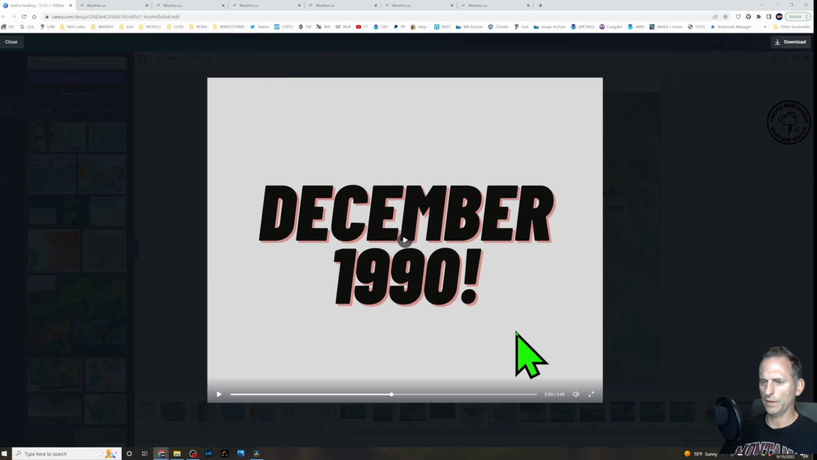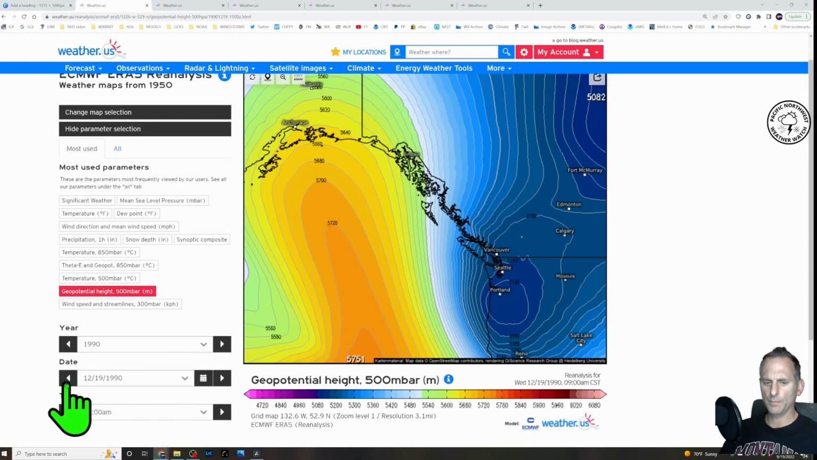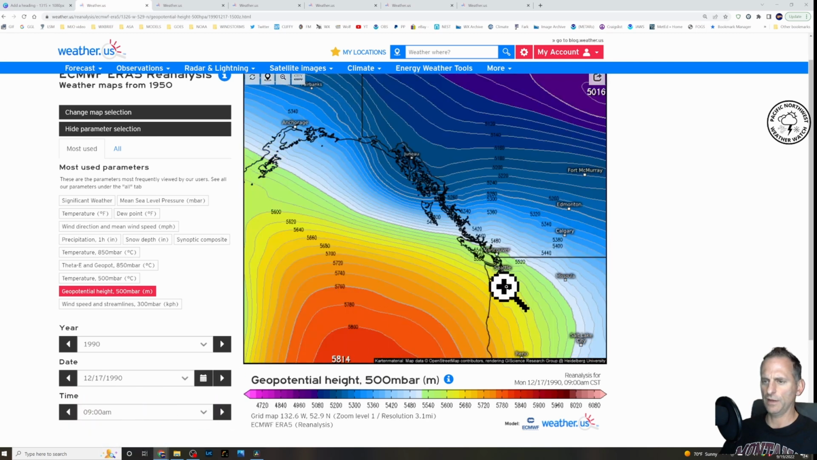And now we're going to go to a case study on December 1990. So if we go back into December 17th, we kind of check the upper air pattern here. You can see 500 millibars. We had some pretty cold air that was scheduled to move in towards the Pacific Northwest. This was not forecast very well. Back in 1990, the weather models were not near as good as what they are today.